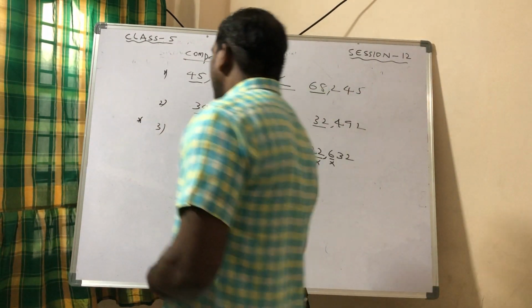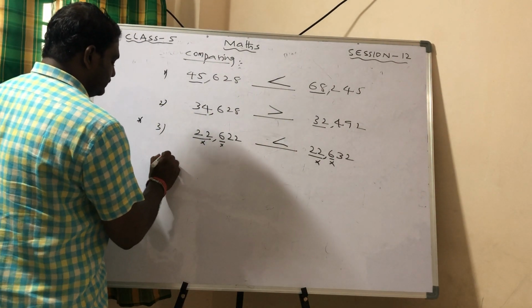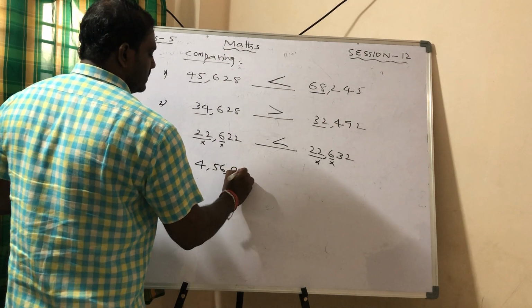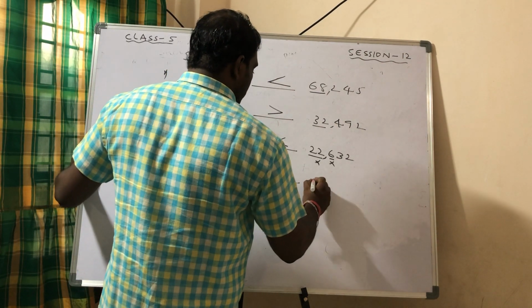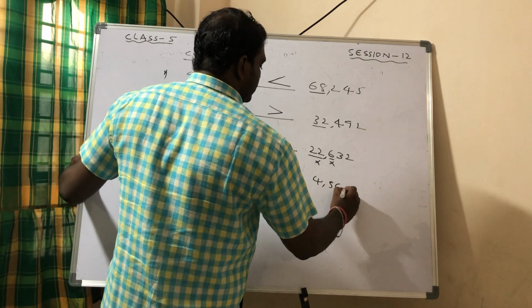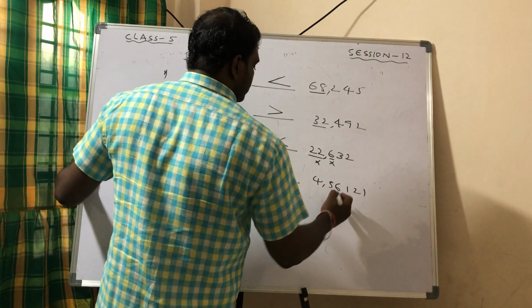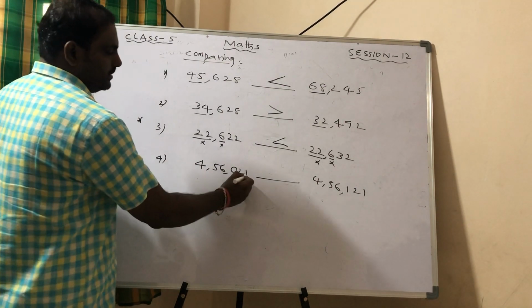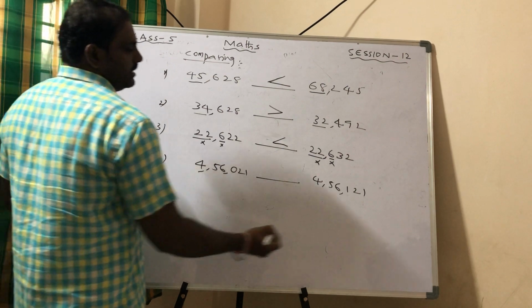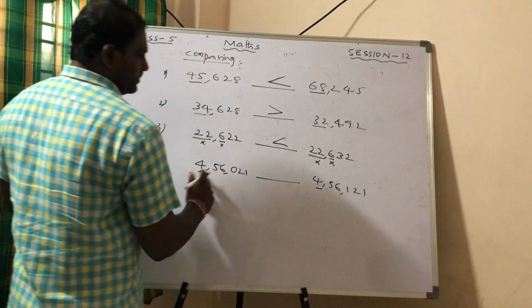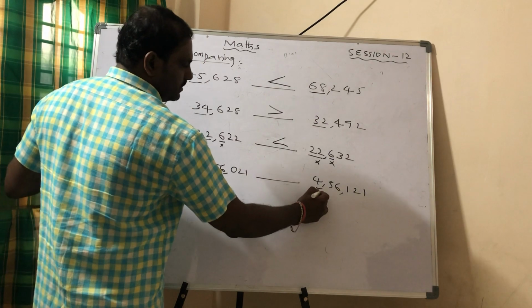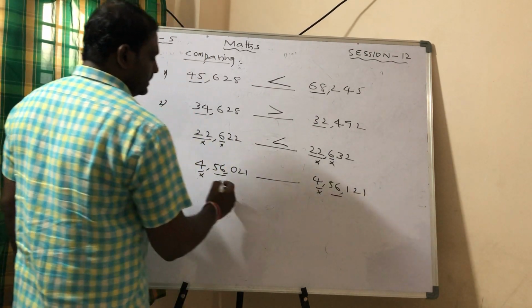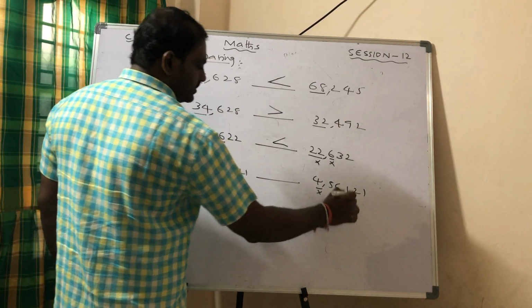Okay, next I'll go for one more tricky question. 4,56,021 and 4,56,121. This is the question. So in this set, how to check? Units, tens, hundreds, 1,000, 10,000, lakhs. Both 4 lakhs. Both are same. So don't go for that. Next, 56,000, 56,000. In this case also both are same. So don't go for that.